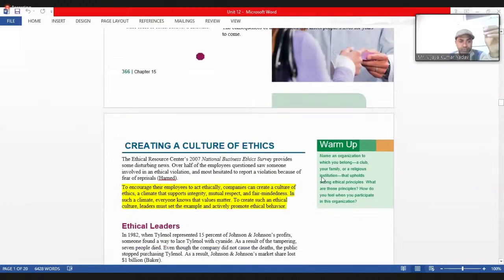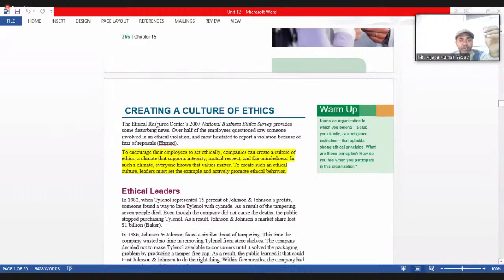Okay, other things you can read. Now, creating a culture of ethics. How can we create a culture of ethics? To encourage their employees to act ethically, companies can create a culture of ethics.